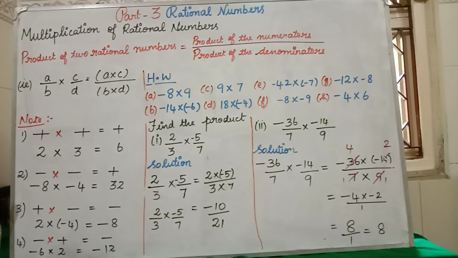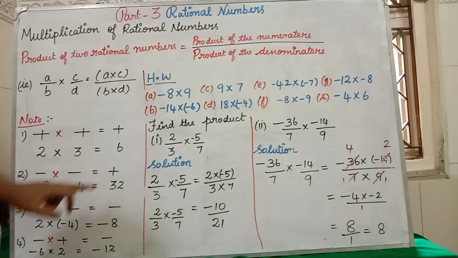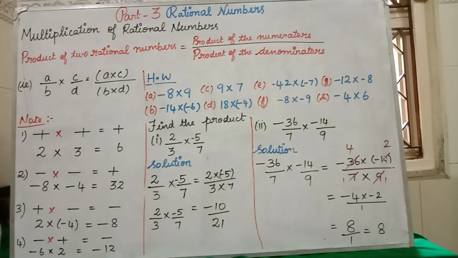Suppose you see here, minus into minus. If both numbers are negative, then what do we have to do? Minus 8 into minus 4. 8 4s are 32. You have to write 32. Then minus minus means plus. You have to do plus. In addition also we do the same, but we look at the greater number's sign. But in multiplication you should not look at the greater number's sign.